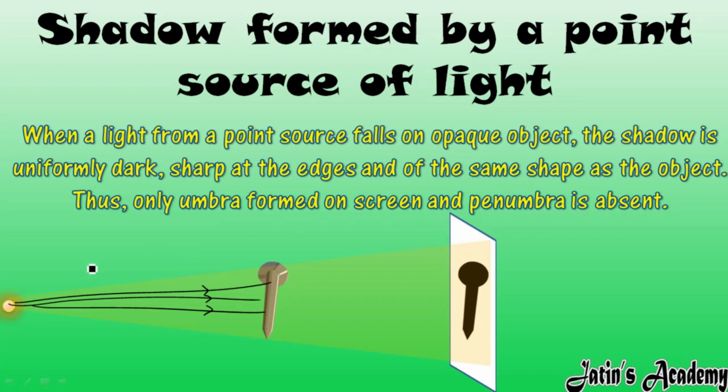Okay, so whenever light coming from a point source of light falls on an opaque object, the shadow is uniformly dark, meaning from the upside to the downside a uniformly dark shadow forms, and there are sharp edges at the end of the umbra. Only sharp edges are there. Here also it is like this, and here also the same kind of shape is there. As the shape of the object, the same shape of shadow or umbra is going to form. In this case, whenever a shadow forms from a point source of light, only umbra forms, and penumbra is absent.